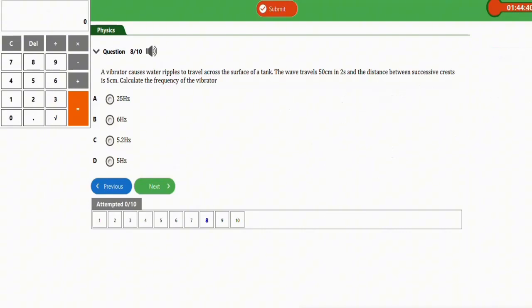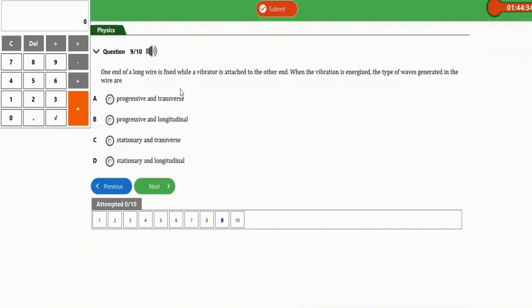Alright guys, so the last repeated question will be this question. It says one end of a long wire is fixed while a vibrator is attached to the other end. When the vibrator is energized, the type of waves generated in the wire are: option A, progressive and transverse, no. Option B, progressive and longitudinal, no. Option C, stationary and transverse, no. Option D, stationary and longitudinal, correct. So the correct option in this question is option D. The type of waves generated in the wire are stationary and longitudinal waves.